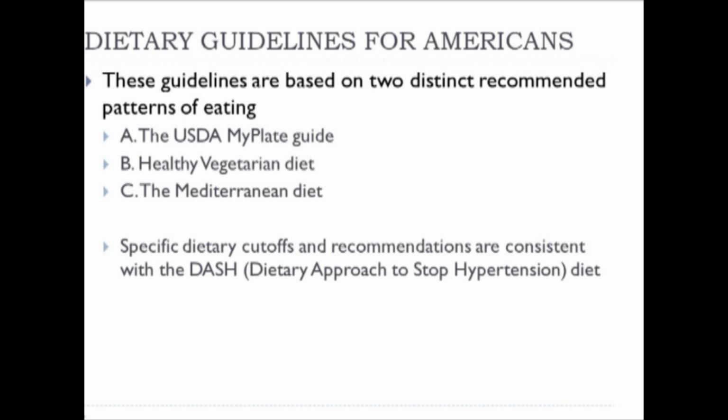So the macronutrient range recommendations for carbohydrate, protein, and fat, in addition to the specific cutoffs and ranges for the specific fats, saturated, polyunsaturated, and monounsaturated fats, are all coming from two distinct recommendations, the USDA My Plate Guide, and of course the healthy vegetarian and Mediterranean diets are all supportive of this type of eating. Moreover, we can see that the cutoff recommendations that we have for the fats are also very consistent with the DASH diet, which we're going to see in greater depth in the cardiovascular heart disease chapter. DASH diet is dietary approach to stop hypertension.